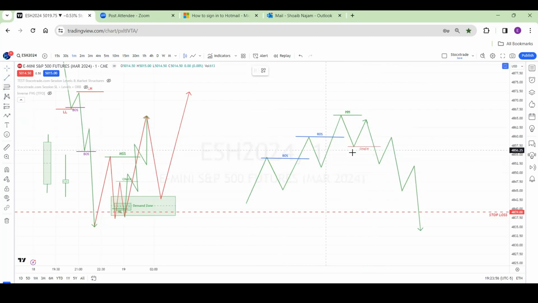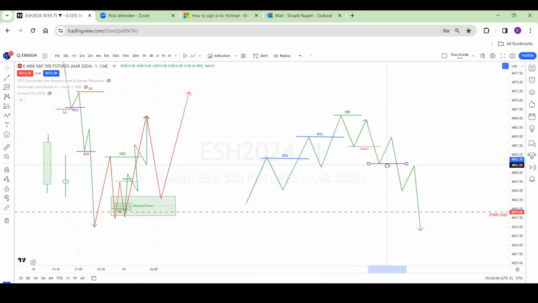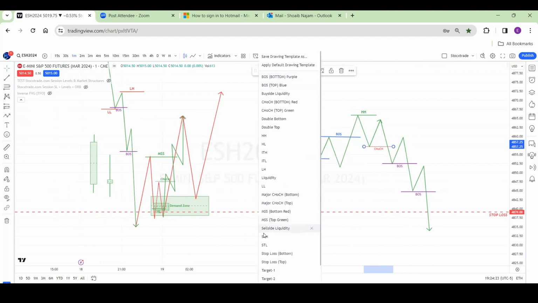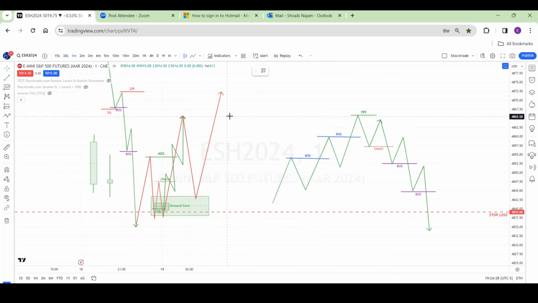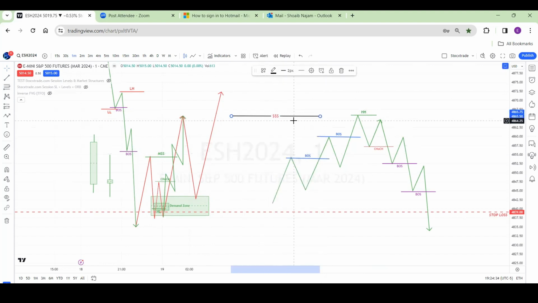And now you will only see the break of structure in the bearish direction. Just for the easiness, I put different colors. So once the market goes, I don't need to write BOS again and again on any line. I created these templates and saved them, whatever was easy for me. If there is a line and I want to show the liquidity, I will just hit here, and it will show me the liquidity.